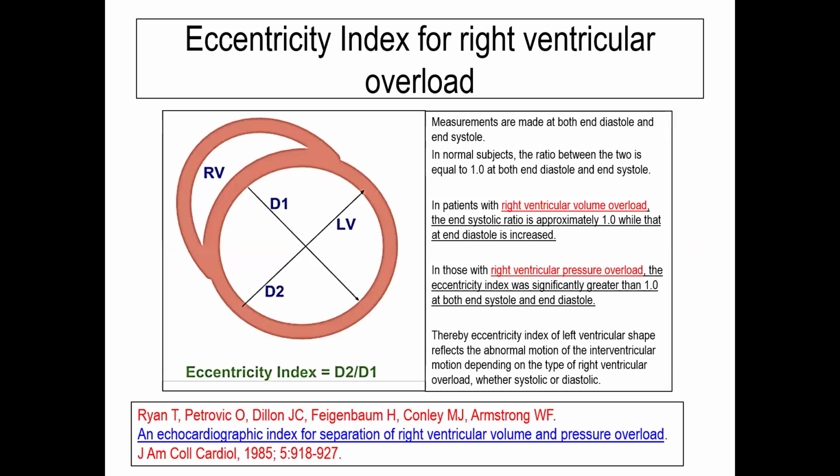Some people label this as the eccentricity index. Well, I'm not the kind of person who will say that we should not use it. But at the same time, how does it make a difference to calculate the eccentricity index, which is a follow-up of 1985? What does the eccentricity index tell you? Measurements are made both in end diastole and end systole. In a normal subject, the ratio would be equal to 1. So we measure this as one dimension, this is the other dimension, and both of them should be almost equal. In patients with pressure or volume overload, the end systolic ratio is approximately 1, while end diastolic ratios increase. So that's what it says.